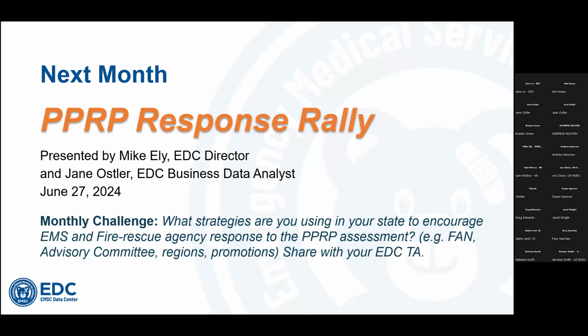We have kind of a unique monthly challenge this month. We're going to be asking all of you to share what strategies you're using in your state to encourage EMS and fire rescue agency response to the PPRP assessment. So if you think about all of the great work you're doing, we'd love to hear any little strategy that you're using. Maybe you're using your fan group, maybe your advisory committee, maybe you've got some interesting things that you do with your regions, or promotions, either internally at the state level or through EIC. Please share those ideas and thoughts with your EDC TA. We'd love to circulate those next month.